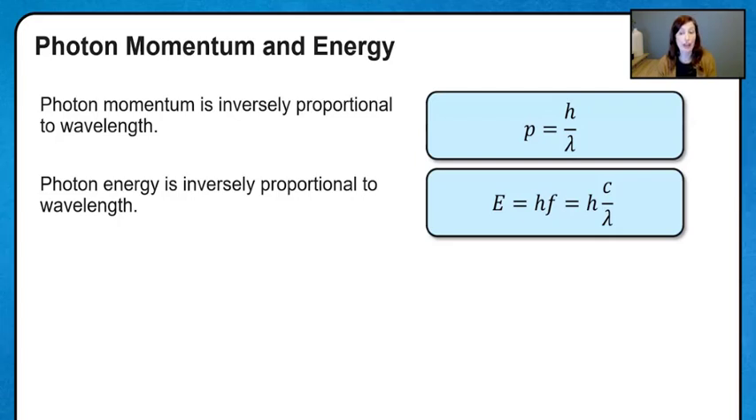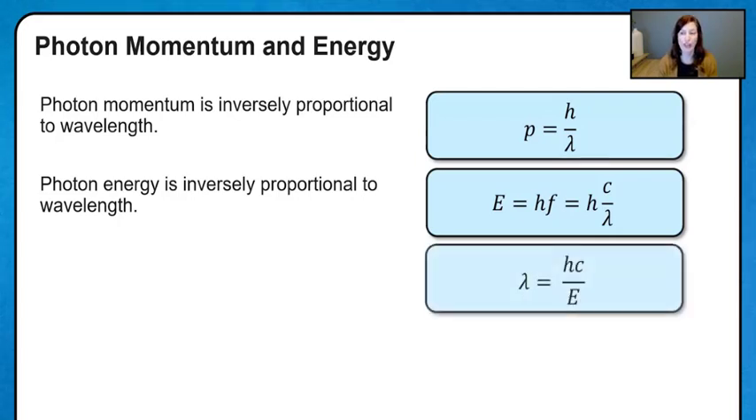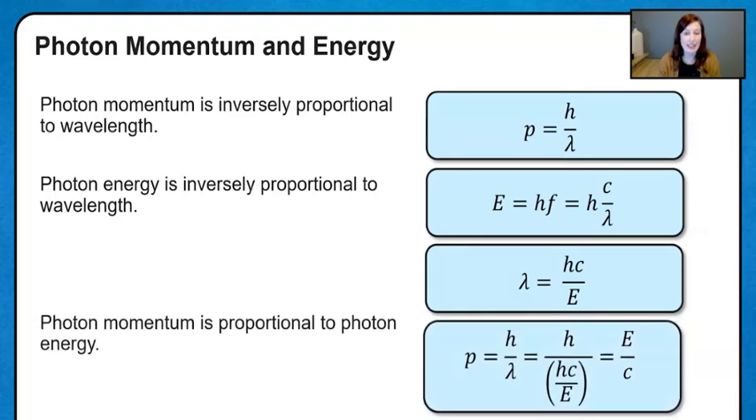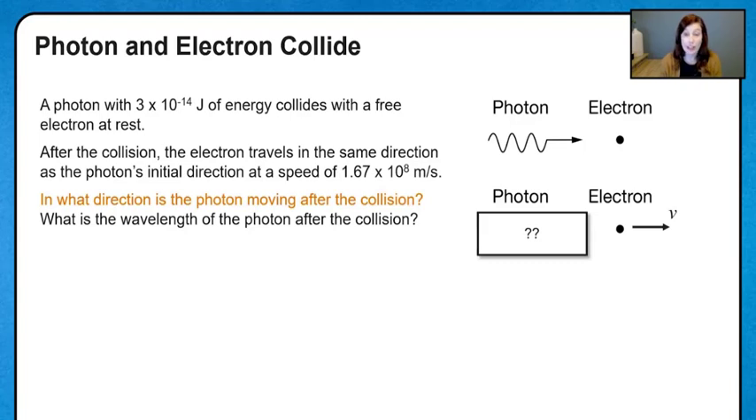So let's solve that above expression for wavelength, and we get that wavelength is equal to Planck's constant times the speed of light over energy. Lastly, when we substitute hc over E for the wavelength in the momentum equation, we get that photon momentum is proportional to photon energy by momentum equals energy over speed of light. So let's use these relationships to solve our example problem.